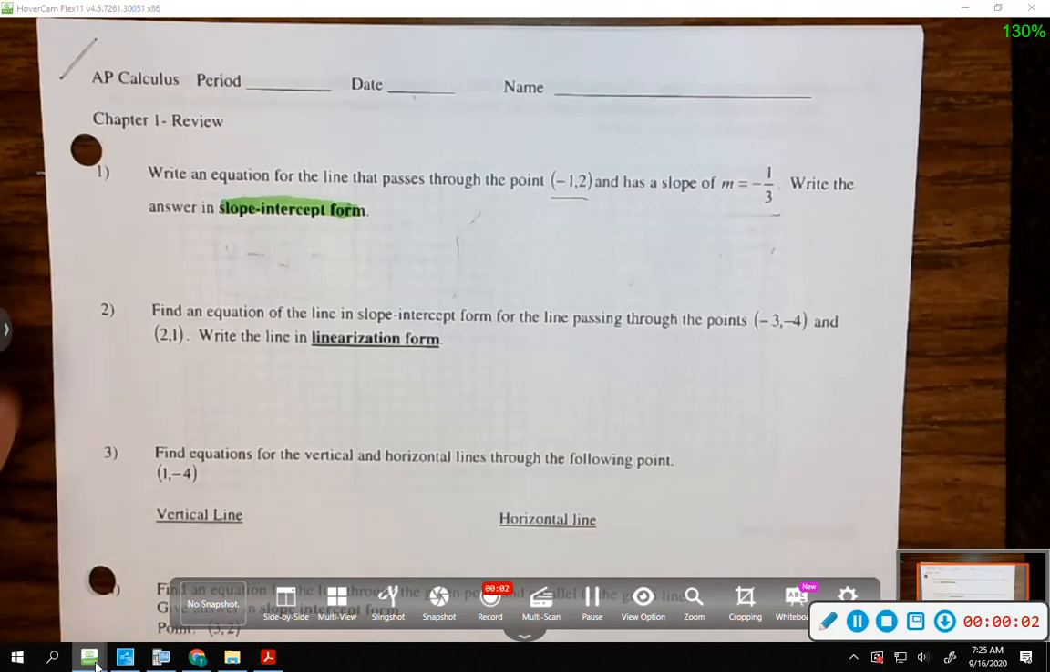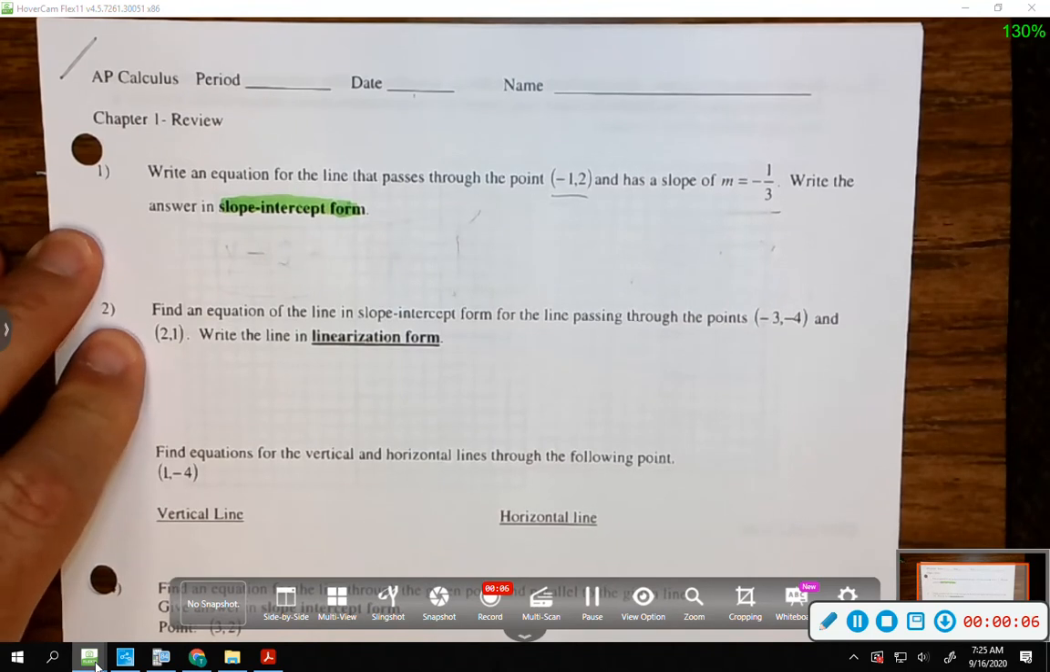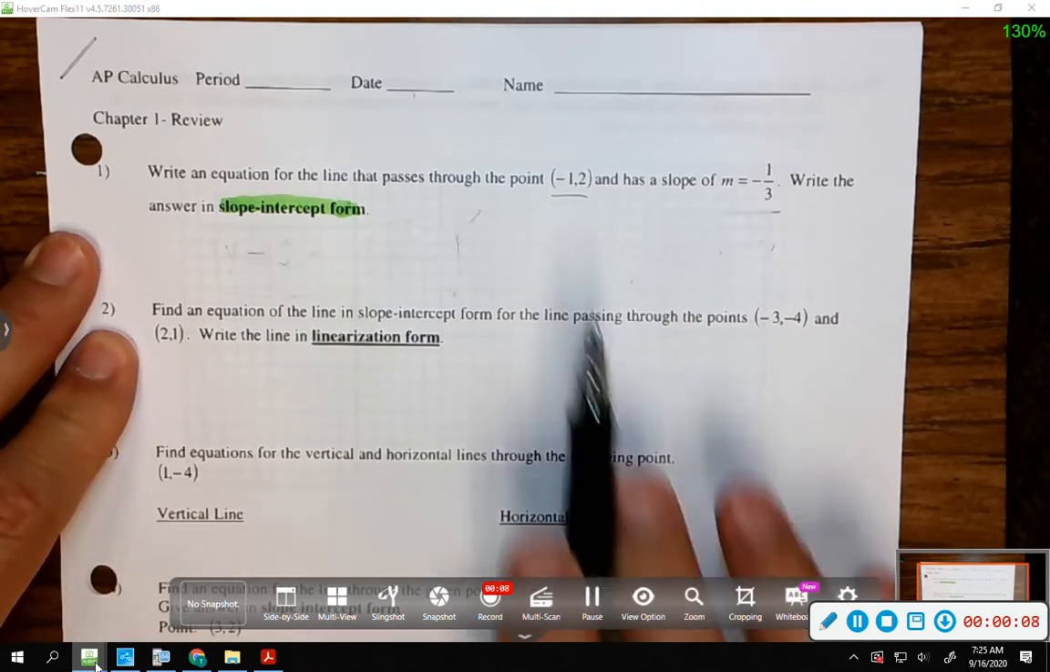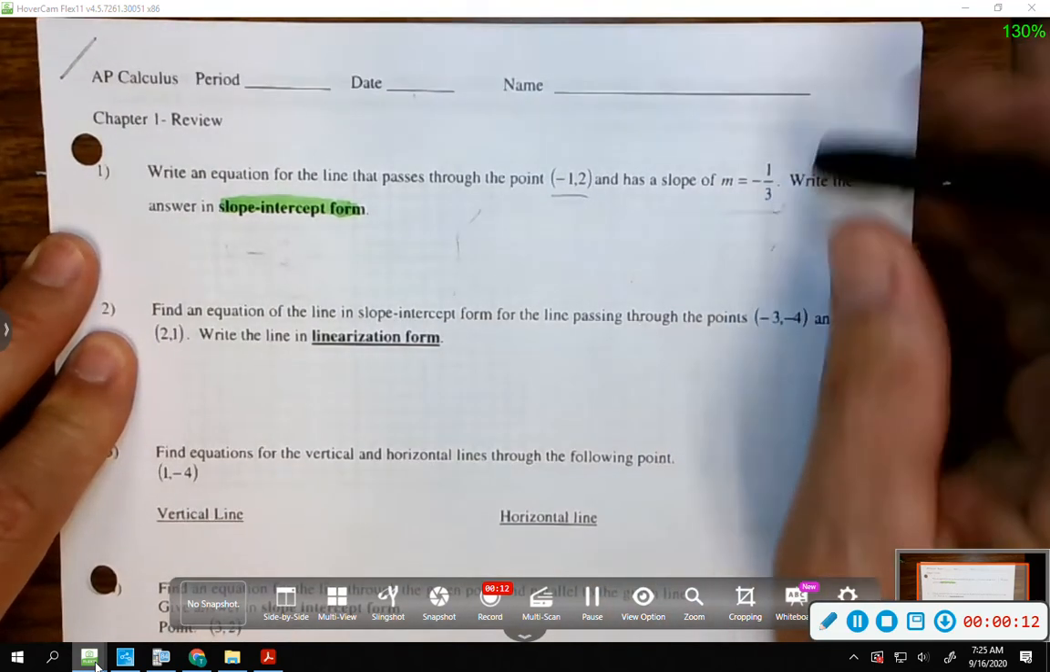Okay, we're going to do a recording of the solutions for Chapter 1 review. On this first problem here, it says write the equation of the line through this point with this slope. This is just back to Algebra 1.